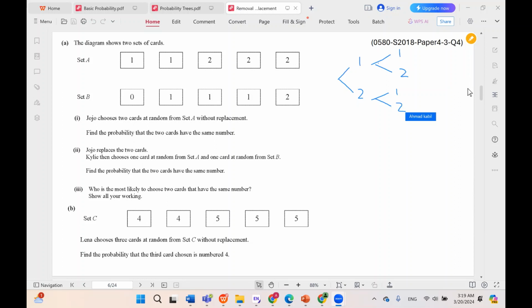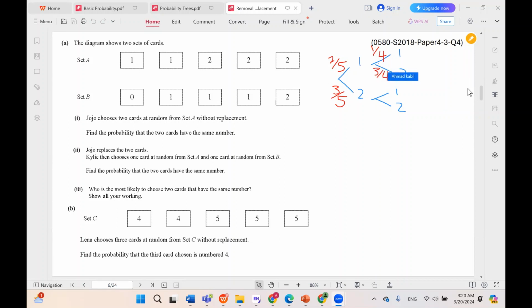Now, in order to get 1 on the first run, she has to pick 2 of the cards out of the 5 total cards. So we have 2/5. And here we have 3/5. Now, after picking the 1, she now has 1 1 and 3 2s remaining. So in order to pick another 1, it would be 1/4. And here we would get 3/4.